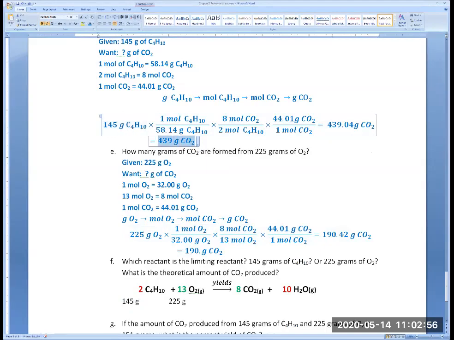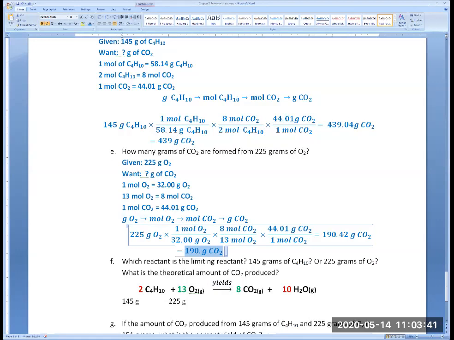And that's what is called the theoretical yield, if you will, for 145 grams of C4H10. Theoretically, that's what you would produce if you had enough of everything else. And the theoretical yield of 225 grams of oxygen is the one we calculated here. From 225 grams of oxygen, if you had enough of everything else, we calculated that we would get 190 grams of CO2, right?